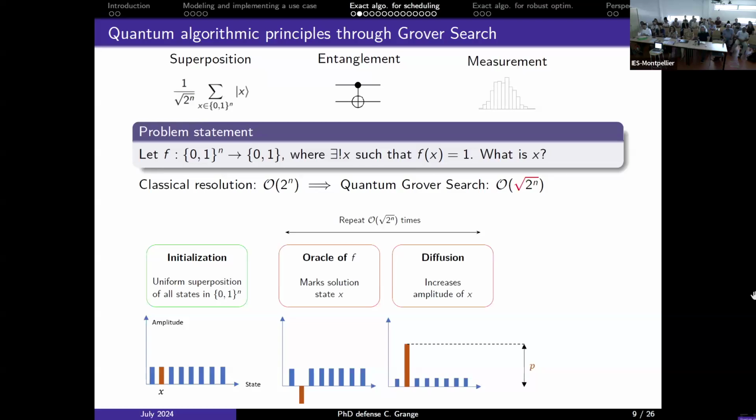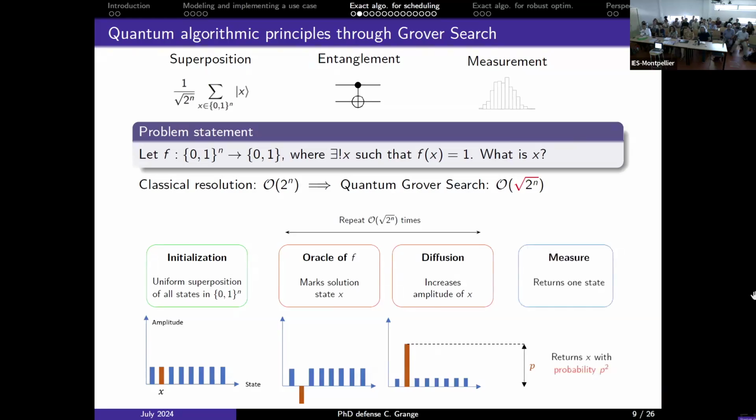After that, I have a big block that I will repeat square root of 2 to the n times. This block is divided in two. The first part is the oracle of f. This oracle is a quantum operator that marks the solution state that we are looking for. Here, the marking is done by multiplying the amplitude of the state by -1. After that, I use the diffusion operator, which increases the amplitude of x because x has a negative amplitude. And then, so on and so forth, I repeat this block.